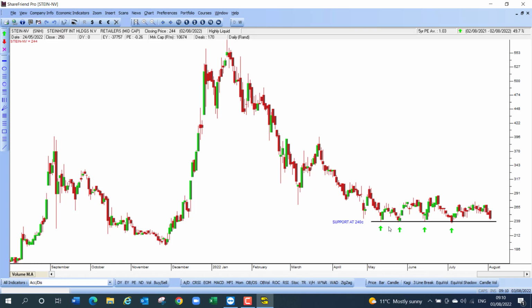But you can see that there is some kind of support developing at this level here, around 240 cents. It's bounced off that level 4 times, and it looks like it's going to bounce a 5th time. And that shows significant buying pressure at that level.